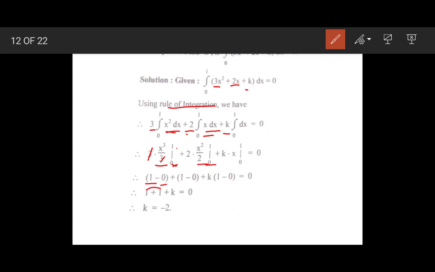So 1 minus 0. Then plus, this 2 cancels. In place of x first we have to put 1, the upper limit. So 1 square is 1. Then in place of x we have to put the lower limit, which is 0. So minus 0. Then plus k, then in place of x, first we put the upper limit as 1, then minus the lower limit as 0. So 1 minus 0. So that is equal to 1 plus k equal to 0. So that means k equals minus 2.